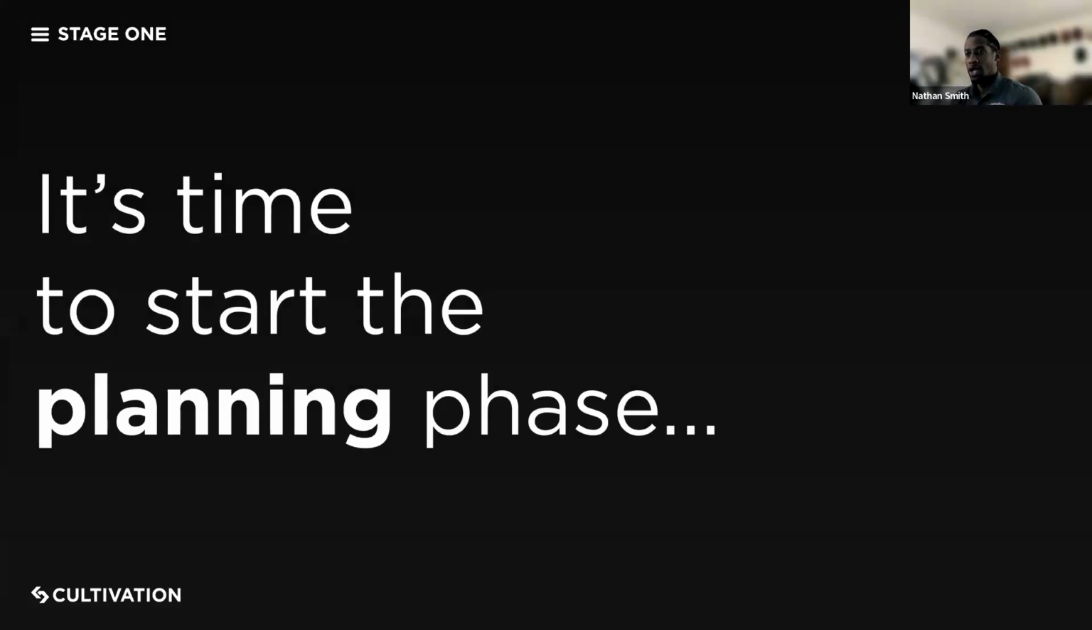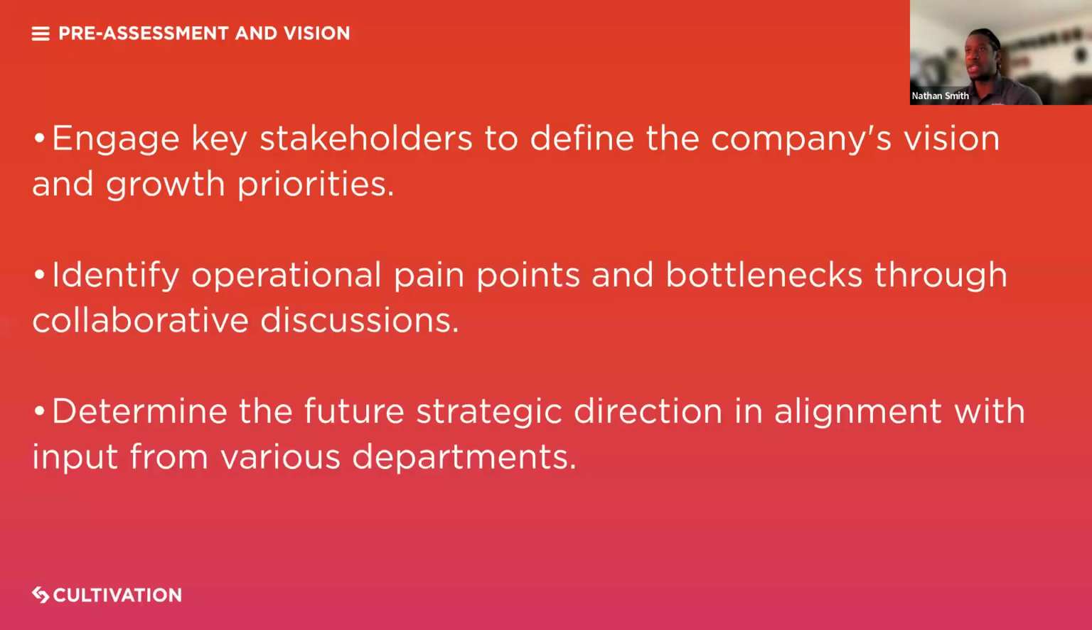Now, when we get into the digital transformation process, I would say approximately 60 to 70% of it is due to the planning phase. You're going to have to be connecting with a wide variety of people within your organization, regardless of the size. That way you can truly analyze what needs to be done. And that essentially leads us to a pre-assessment and vision phase.